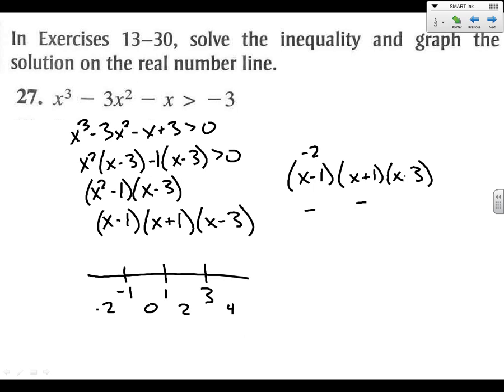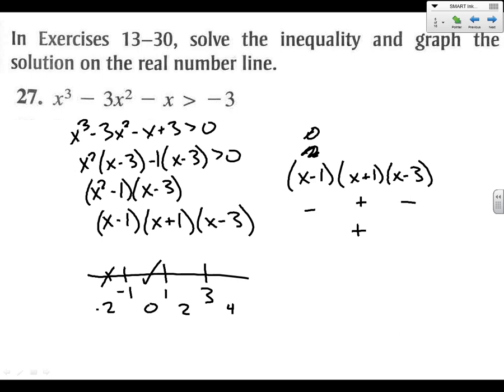Is this a net minus? Yes. Negative 2 minus 3 is also negative. Negative times a negative times a negative is less than 0. Don't like it. Let's plug in 0. And 0 minus 1 is negative. 0 plus 1 is positive. And 0 minus 3 is negative. That's a positive if you multiply it all together. So we like that region.